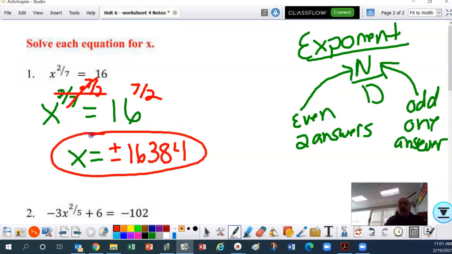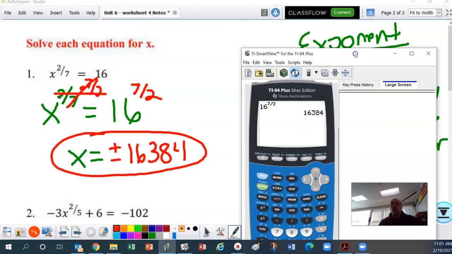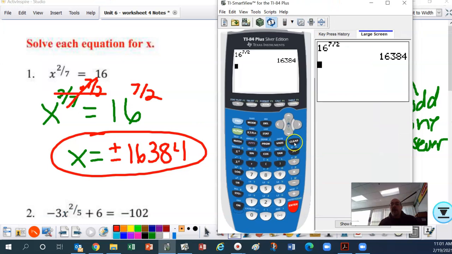So both of those answers will work. Let me demonstrate that they both work. All right, so if I now check my answer, so if I take the positive 16,384, okay, I missed a number, 16,384, and I raise that to the 2/7 power, it's going to give me the 16.